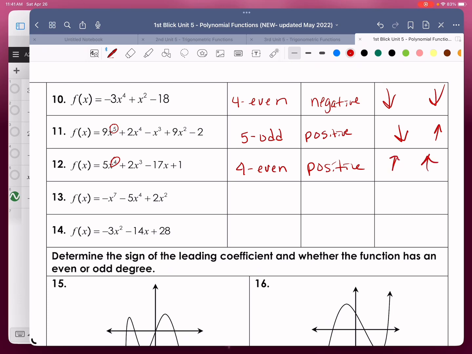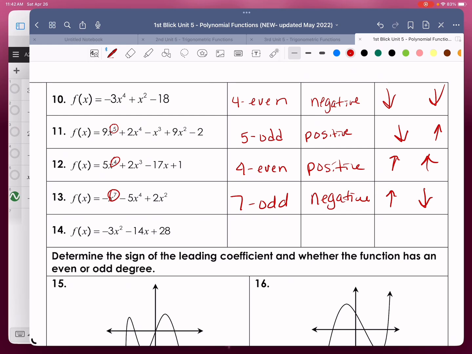All right, for number 13, that degree is 7, which is odd. So that lets you know it's going to go opposite directions. And your leading coefficient is negative. So what does that mean? It's going to end with the negative. So it's going to look like this. The end behavior will look like that.